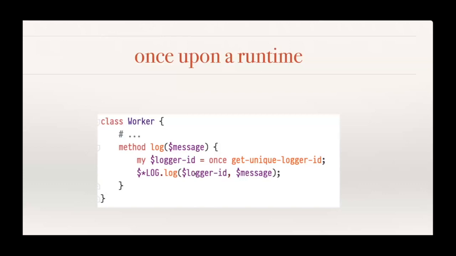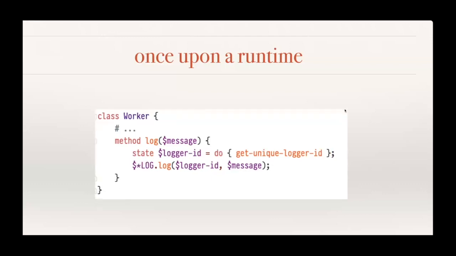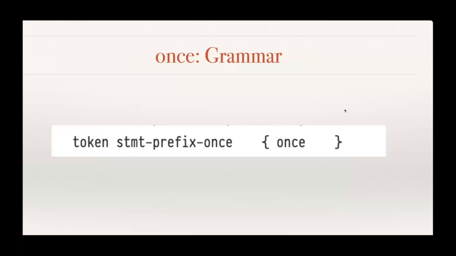Now, so we can guarantee that this logger ID is static for the life of the object. And if that reminds you of something, if that reminds you of a state variable, then good catch. It's more or less functionally equivalent to this. So how do we implement it? We add it to this grammar file. Well, this is about all that had to happen there.